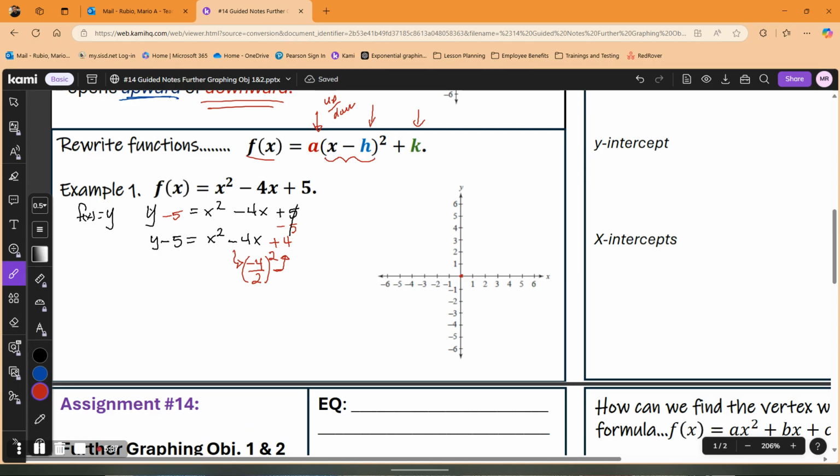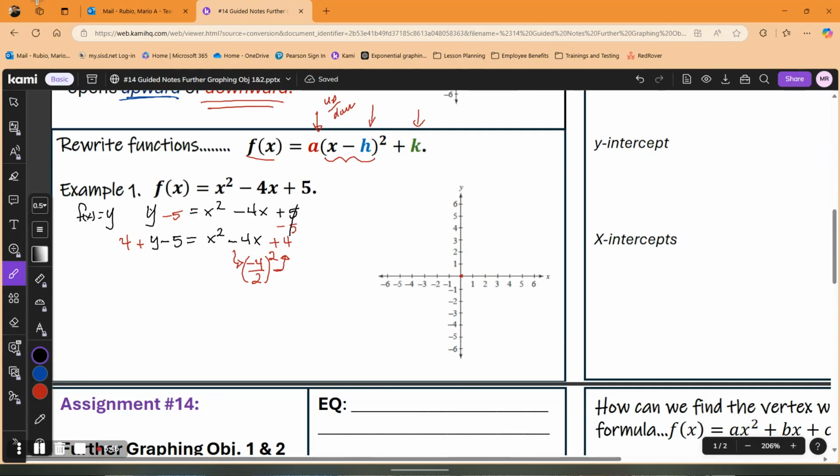And because I add 4 to the left, I have to add 4 to the right. Or because I add 4 to the right, I have to add 4 to the left. This part came from taking this b term, whatever this number is, dividing it by 2 and squaring it. It was part of completing the square that we already learned. So now I'm going to simplify a little bit. Y equals 4 minus 5 is negative 1.